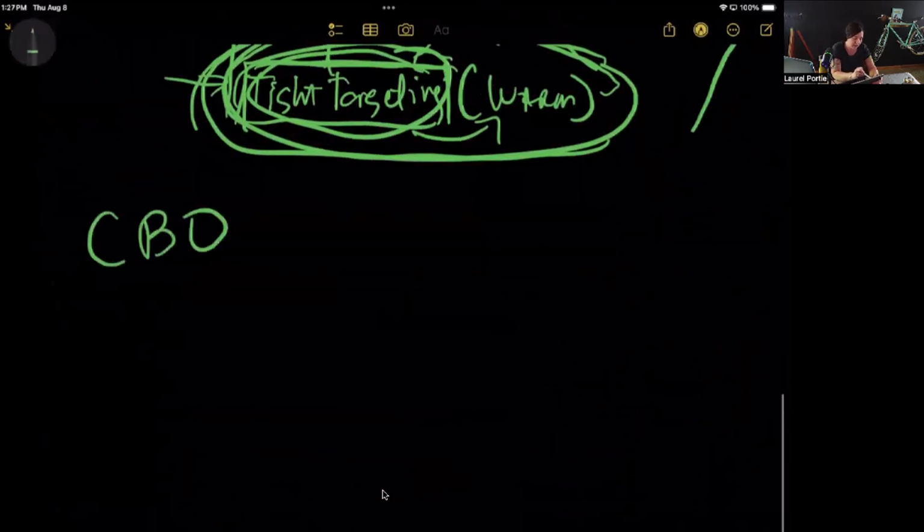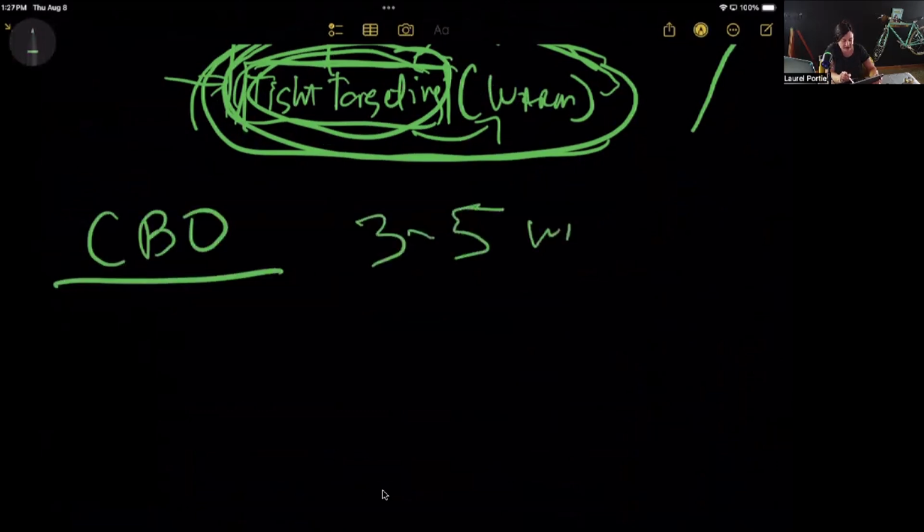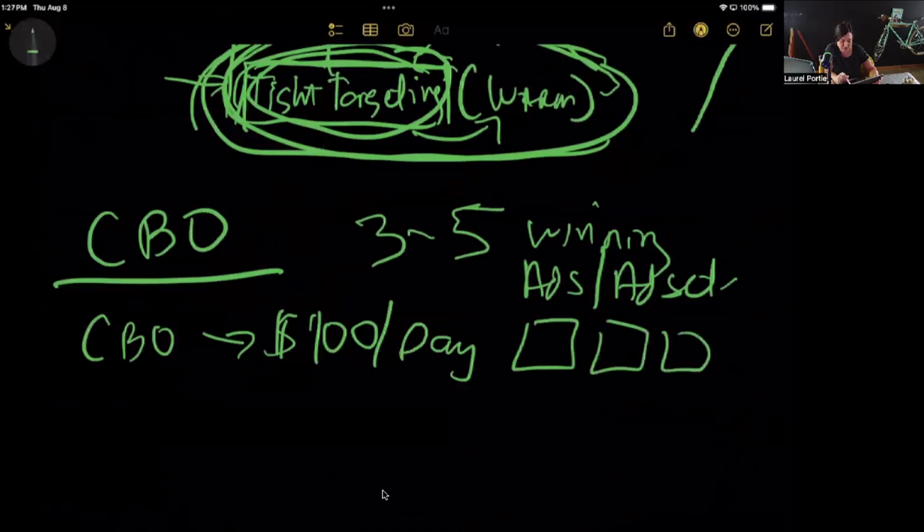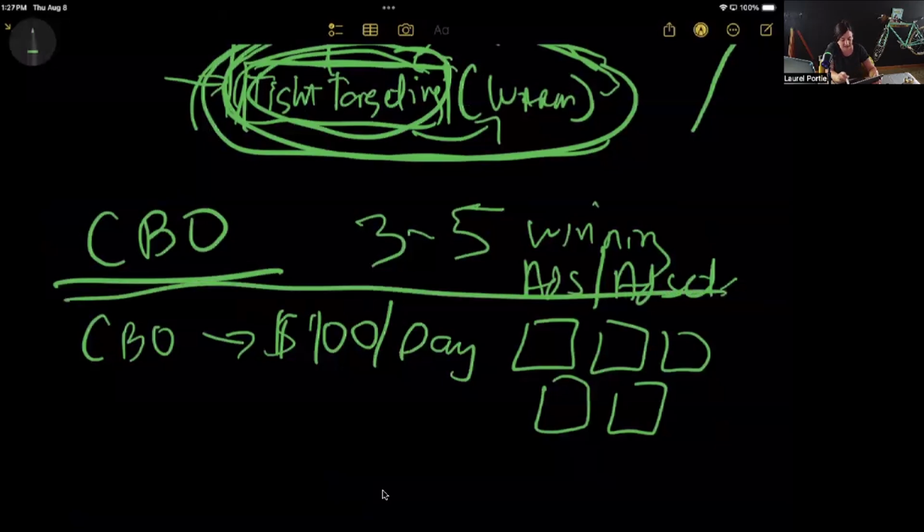So here's where I tend to use CBO is whenever I have 3 to 5 winning ads and ad sets. So I'm going to start a CBO campaign and I'm going to launch it at $100 a day. And I'm going to just throw my best 3 to 5 ads along with one of the broad targeting options, and I'm just going to let Facebook do its thing. If this starts producing, I'm going to duplicate the exact same thing and throw another $100 a day.